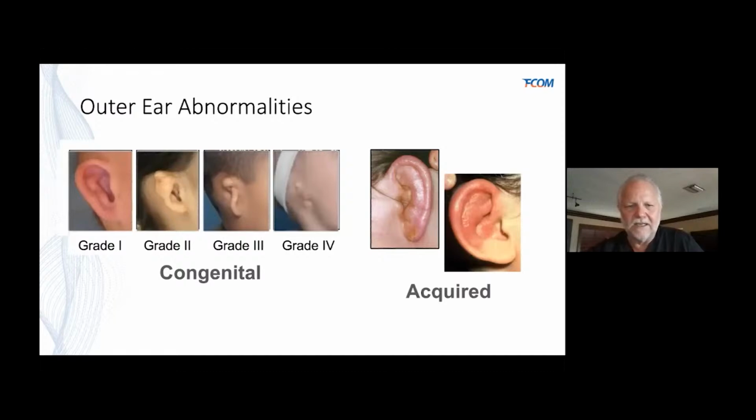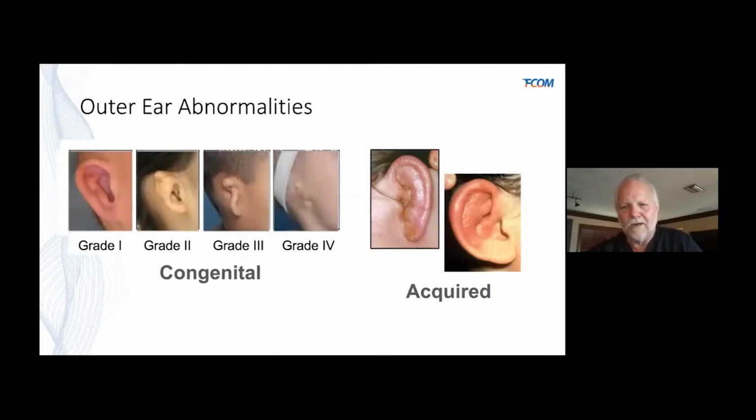Basic congenital grading scale for outer ear congenital abnormalities. We have microtia, and these are grades 1 through 4, where 1 is just a small ear with basic structures present. Grades 2 and 3, where the structures are becoming significantly more abnormal, and grade 4, where they're essentially absent.